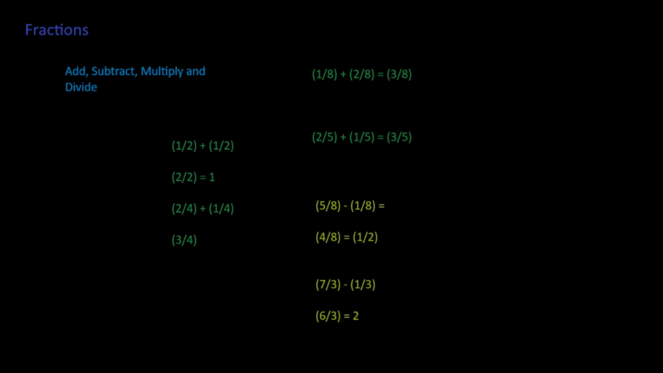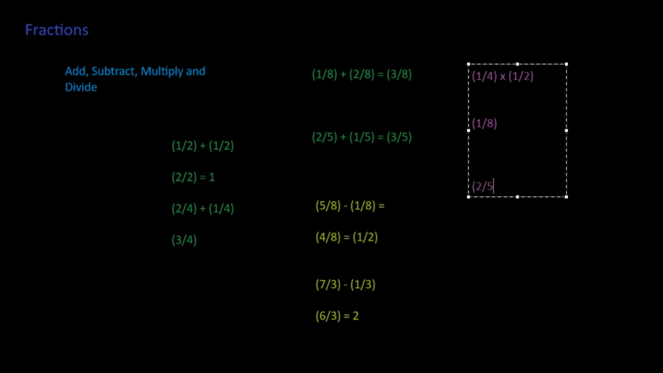Okay, let's try multiplying a fraction. So let's say we have 1/4, and we're going to multiply this by 1/2. Well, we're going to multiply the numerators first, so that will be equal to 1. And then we're going to multiply the denominators, and that's equal to 8. So our answer is 1 divided by 8.